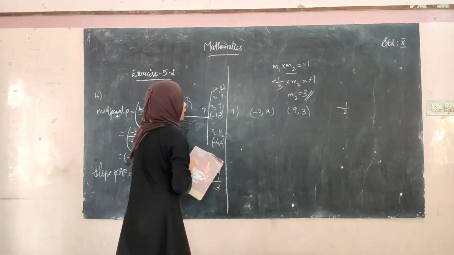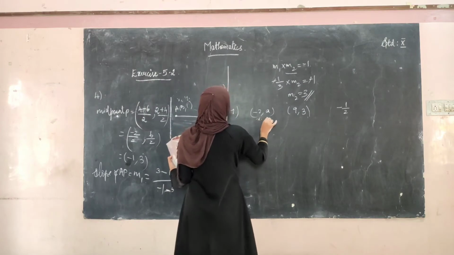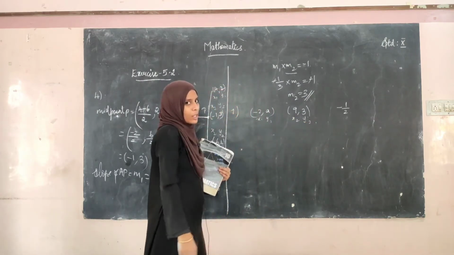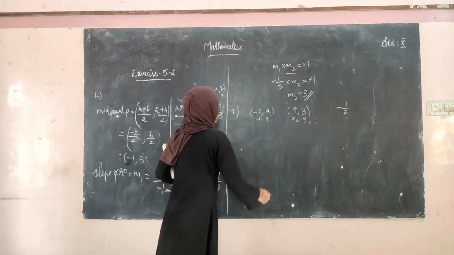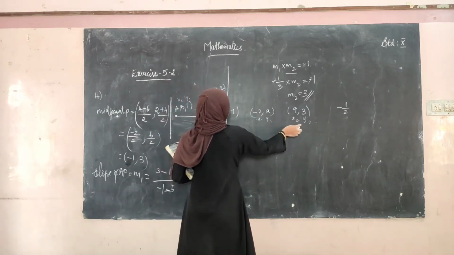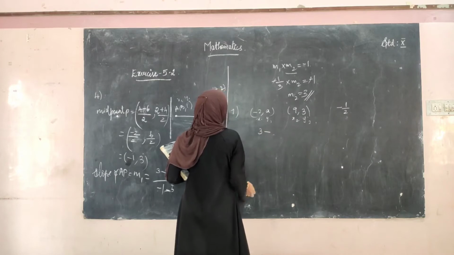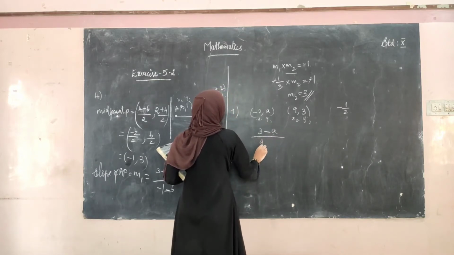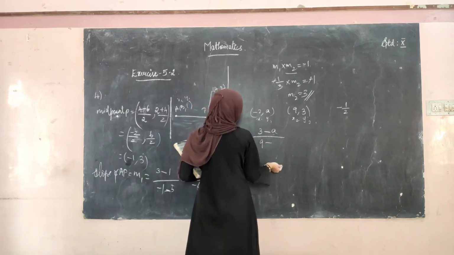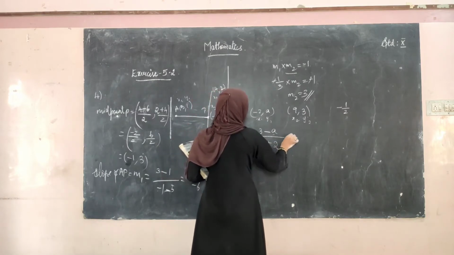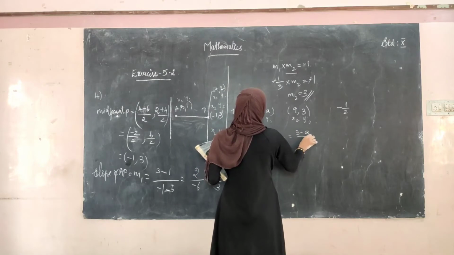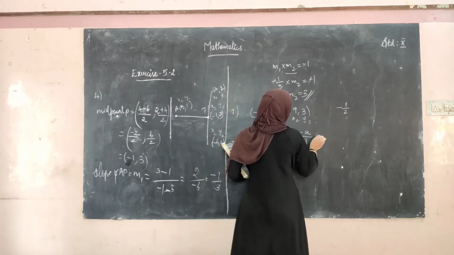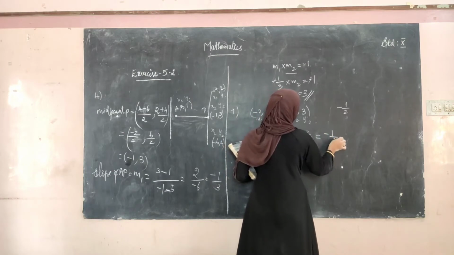Okay, so let us take this as x1, y1, x2, y2. We know how to find the slope: y2 minus y1 divided by x2 minus x1. So substitute it. y2 is here 3 minus what is y1? a. Divided by what is x2? It is 9 minus what is x1? It is minus 2. So minus of minus 2 is plus 2, which is equal to (3 minus a) divided by 11, which is equal to what they have given in the question. Slope is equal to minus 1 by 2.